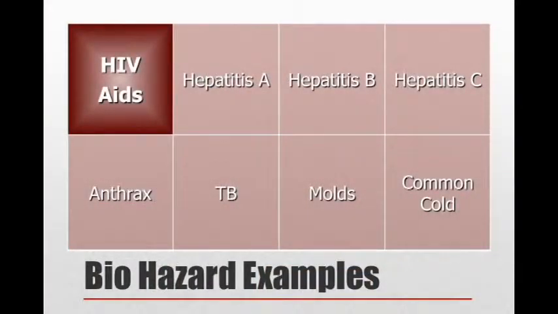We're going to talk about several different particular bloodborne pathogens and biohazards. First of all is HIV and AIDS.